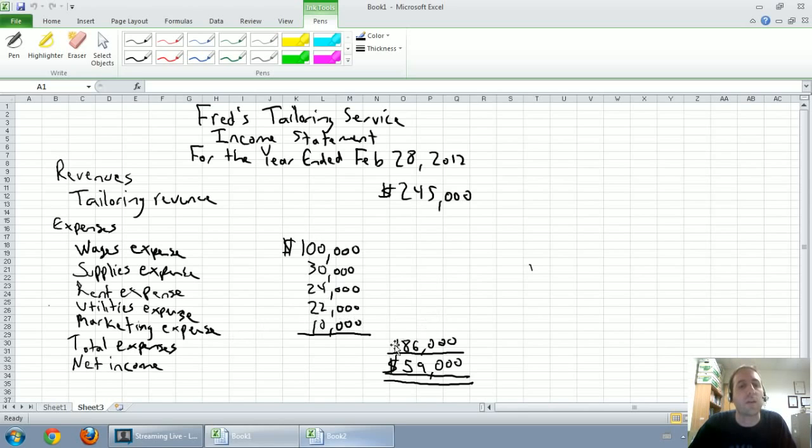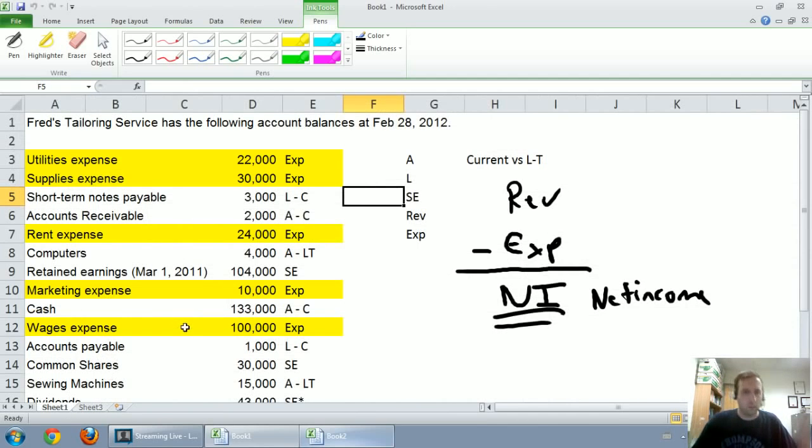The next statement we're going to look at is called the Statement of Retained Earnings. So to get started, again, I hope you've downloaded the file, and this is kind of a work in process. If you haven't looked at the first video, go back and view the previous video on income statements, but this is kind of how we left it.